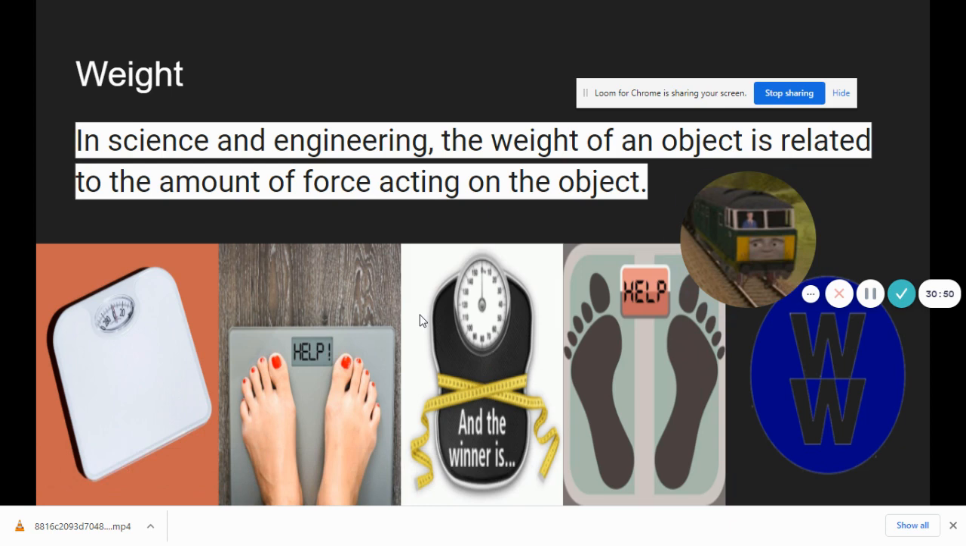I actually take a weight training class, just to let you know. In science and engineering, the weight of an object is related to the amount of force acting on the object.